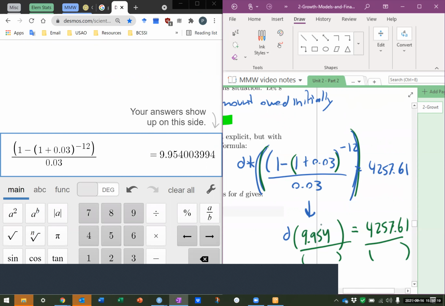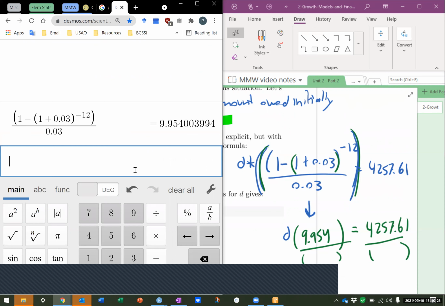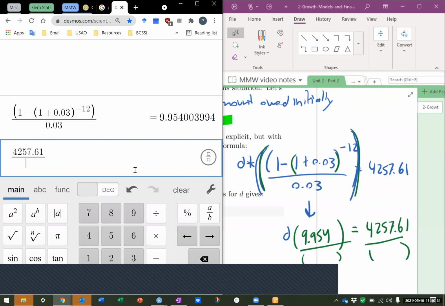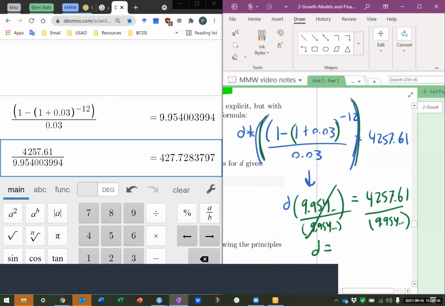Okay, so we get a number, 9.954. It's good if you can leave that number as exact as possible. So I'm just going to copy paste that number. And what we're doing is the total amount, 4,257.61, divided by 9.954. So that cancels, giving us what D is, the monthly payment, is $427.73. We'll always round to the nearest cent for financial applications.